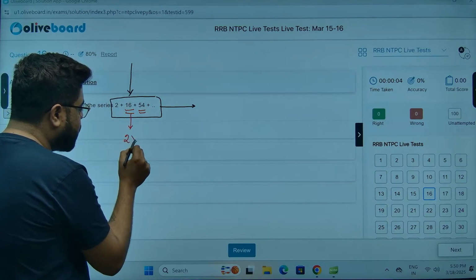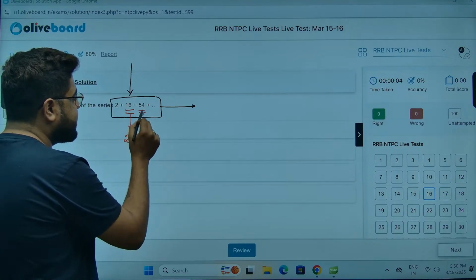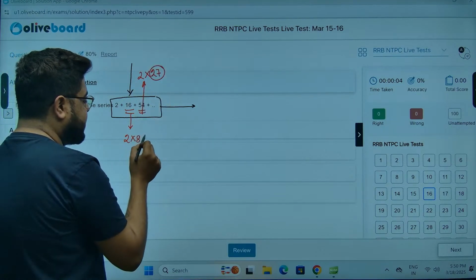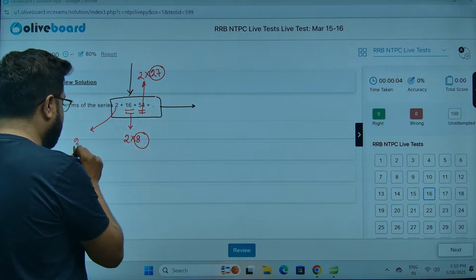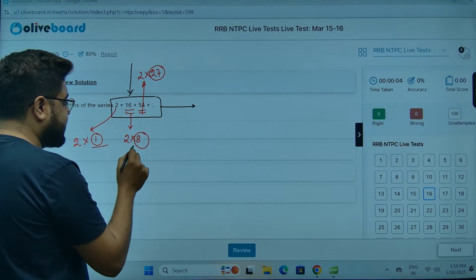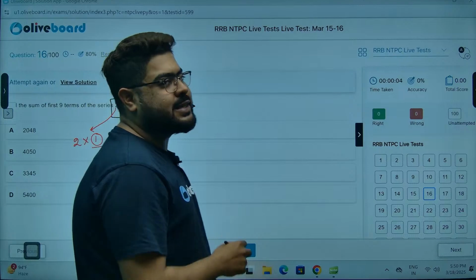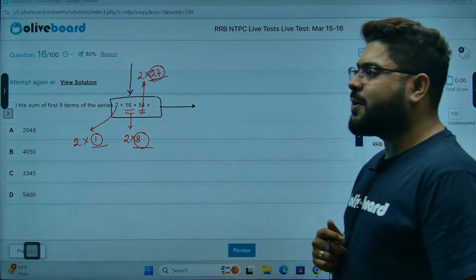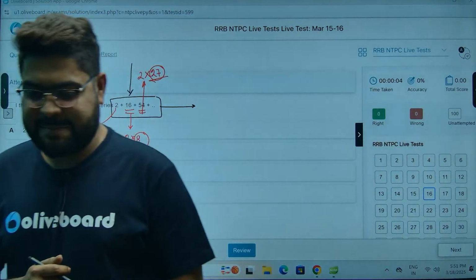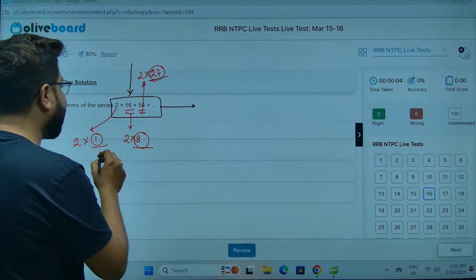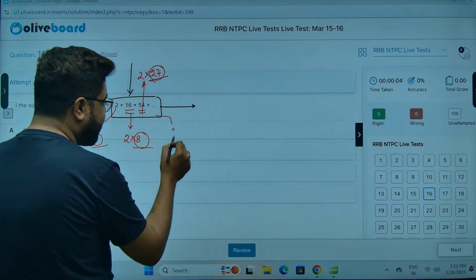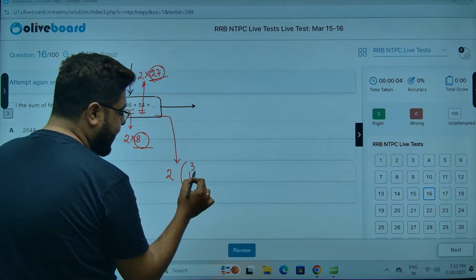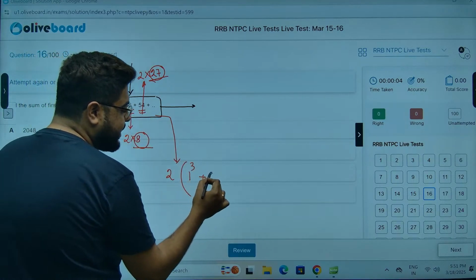This is 2 times 8. This is 2 times 27. And with the same logic, 2 times 1. These numbers are very special, not your ordinary numbers. These are all cubes. So ultimately, I found my pattern. If I take 2 common, this is 1, I can write 1 cube. 8 means I can write 2 cubes.